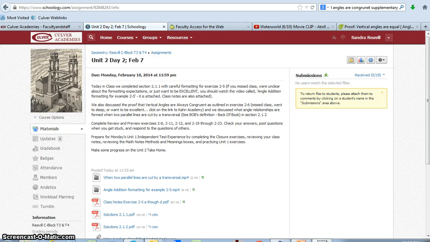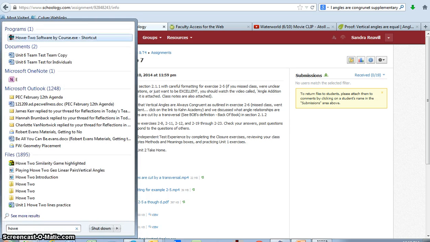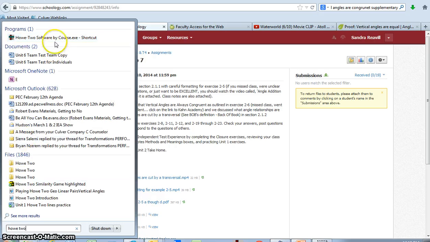After the team test, you will have the opportunity to develop an ability to see parallel lines based on angle relationships. And the assignment you'll do will call for you to do some work on some software called Howe. The Howe software is in your computer, so not sure exactly where it's stored, so go ahead and search for Howe.